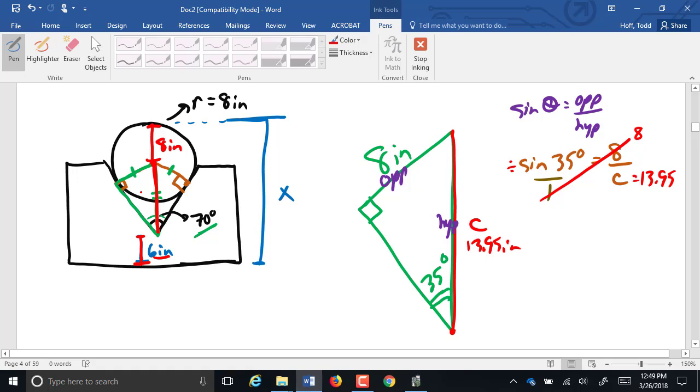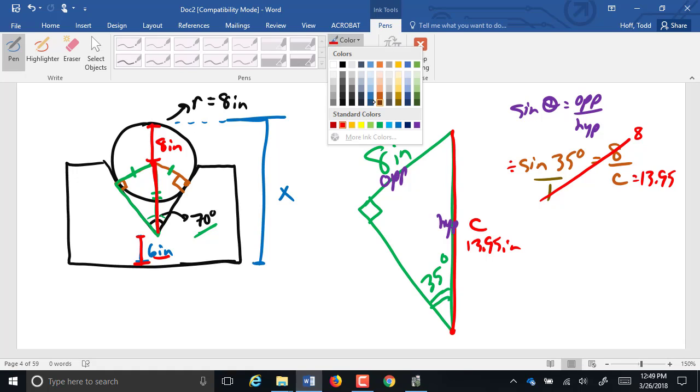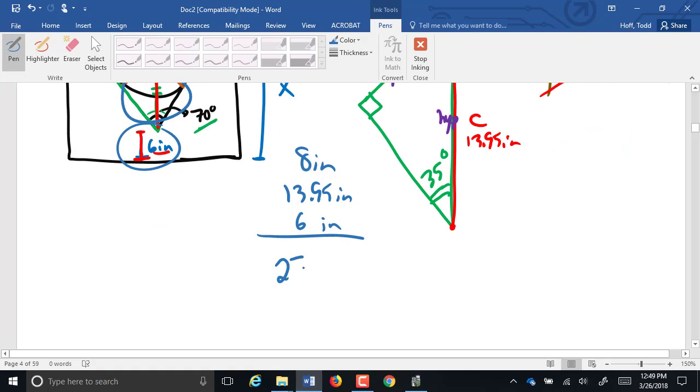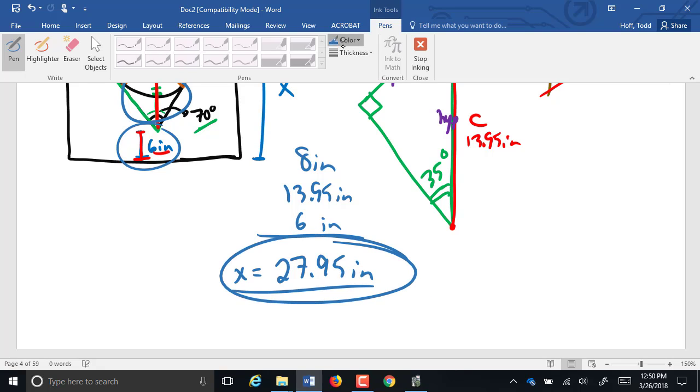Inches. So X is going to be found by taking 8 inches, that's the top one, plus 13.95 for that one, plus 6 inches for this piece, which is going to give us 27.95 inches is X. What do you think? Better than a sharp stick in the eye?